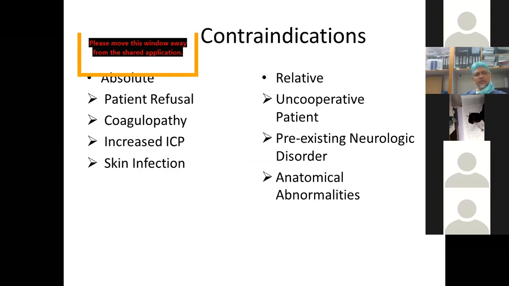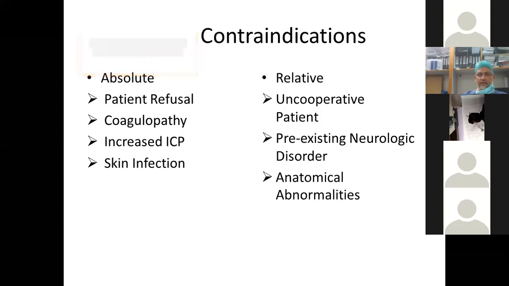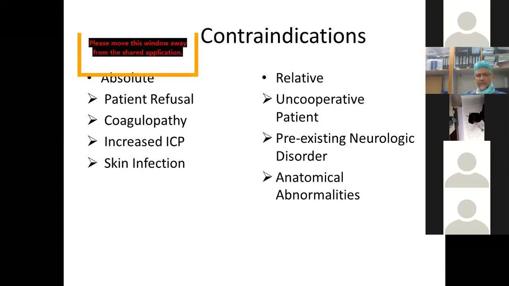Contraindications for the regional techniques: the absolute ones are patient refusal, since consent is mandatory, coagulopathy, increased ICP, or local skin infection. It's difficult to site the regional spinal or epidural if the back is infected. The relative contraindications are an uncooperative patient, neurological disorder, and anatomical abnormalities.